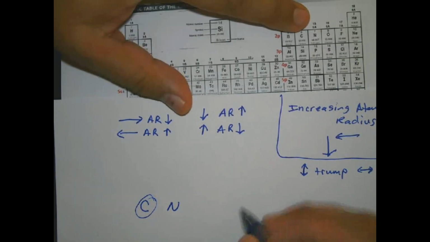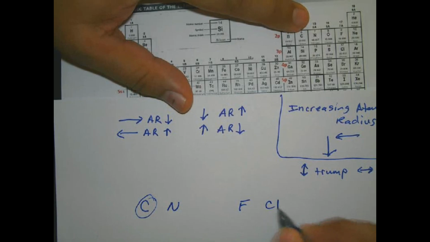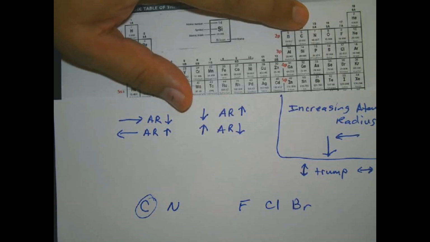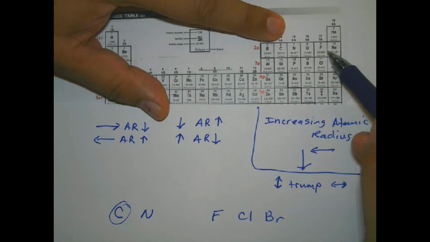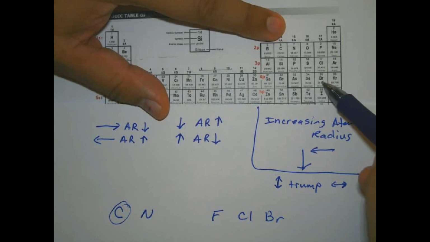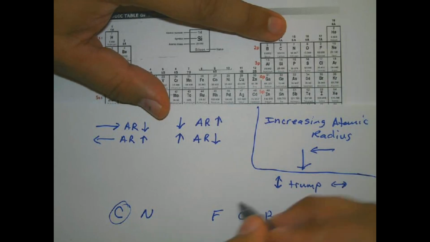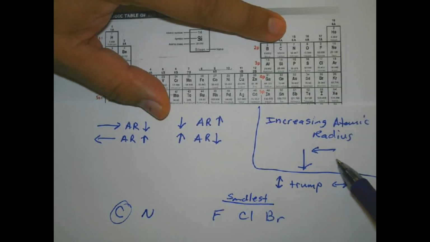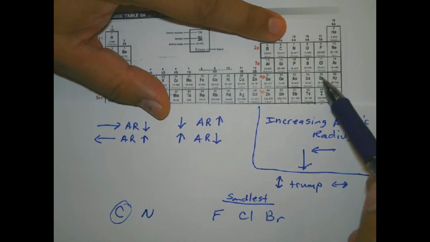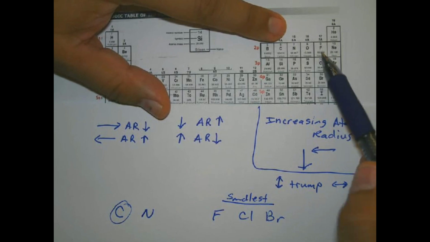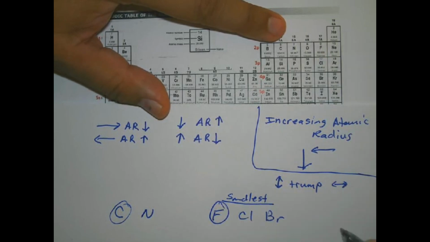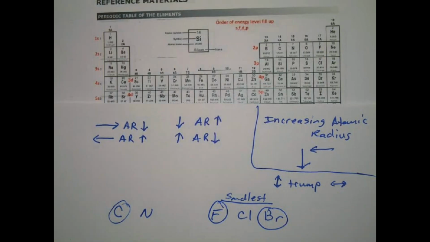Let's do another example. If I had fluorine, chlorine, and bromine, who's the smallest one? Well, it gets bigger as you go down, so that means smaller as you go up, right? And I want to know who's the smallest. If you go smaller as you go up, because my trend says you get bigger as you go down, well, who's the most up? When you're looking at up and down, who's the most up? Fluorine is. So fluorine is the smallest, and that makes bromine the biggest. So that's really, really simple to do these trends.